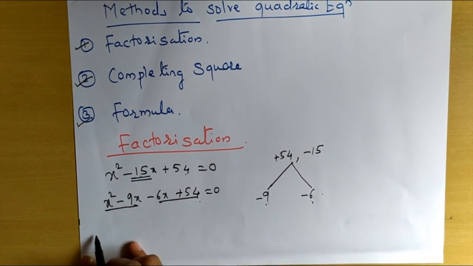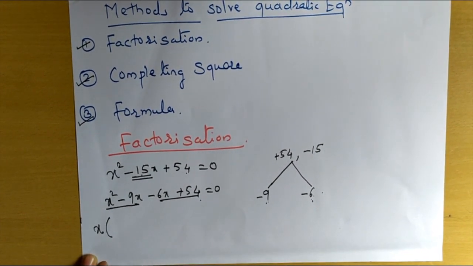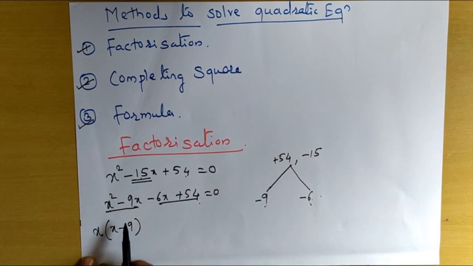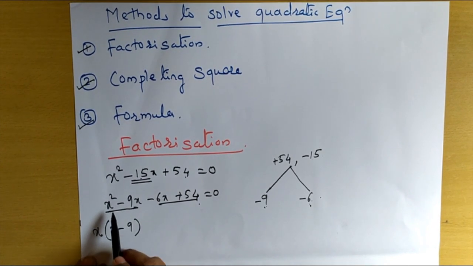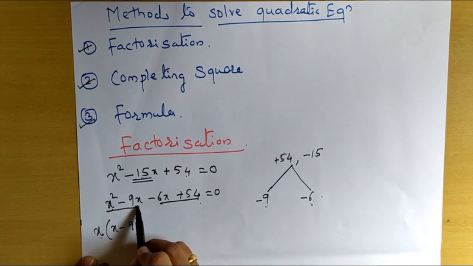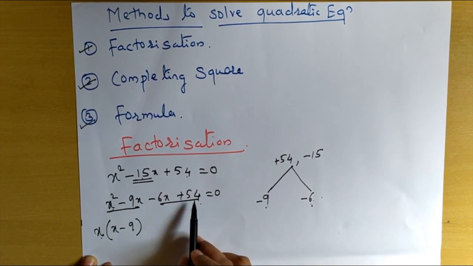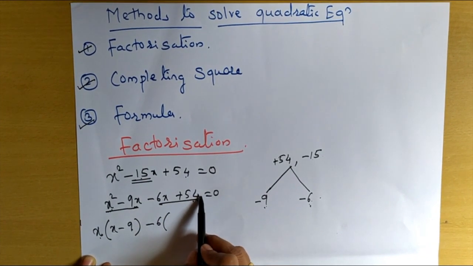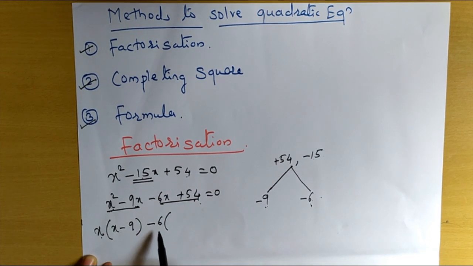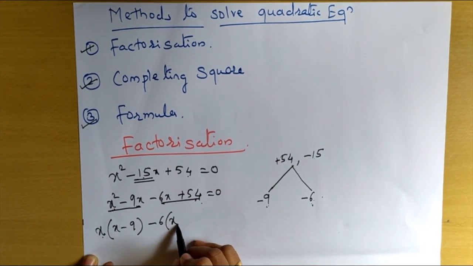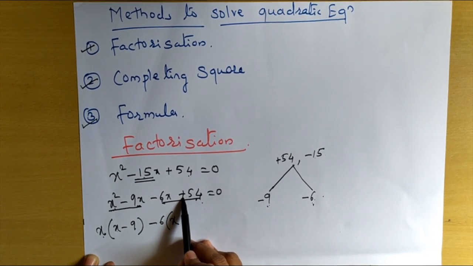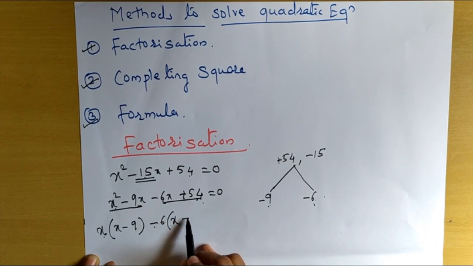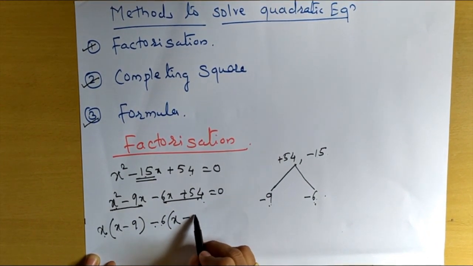Now let us see what we can take common from these two terms. What is common? Only x is common. So x take outside the bracket, inside the bracket x minus 9. If I multiply with x inside the bracket, I should get the previous term: x into x, x square, x into 9, 9x. Now from these two terms what can we take common? Minus 6. We can't take x common because here there is no x. So only from 6 and 54 we will take minus 6 common, inside the bracket x. Now here is a plus sign, but the minus sign we have taken common outside the bracket, so the plus sign will change to a minus sign. Then 6 into how much is 54? 9.